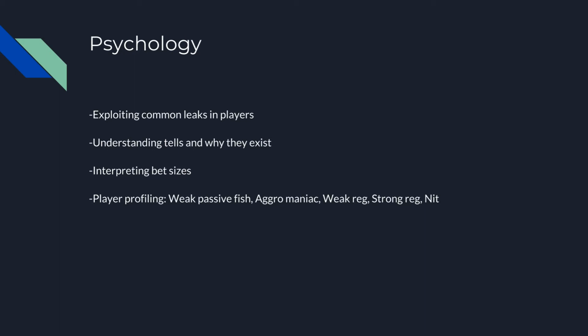Weak just means that people are leaning towards a more passive strategy. Strong can mean that they're on the more aggressive side, or that they're playing a good strategy. And nit just means that they're tight. And basically, when you're trying to profile people, you can look at a lot of their hands and figure that out by looking at how they're playing them.